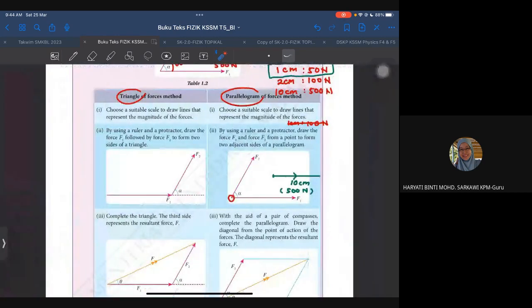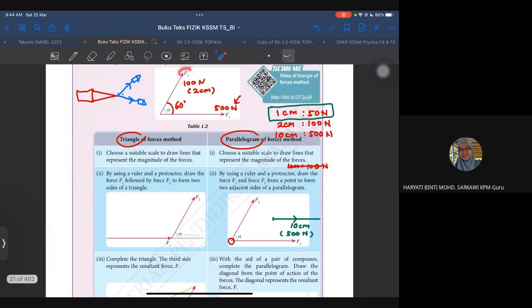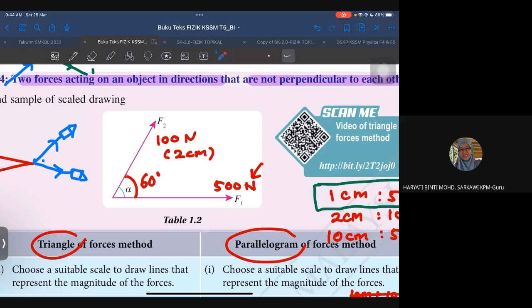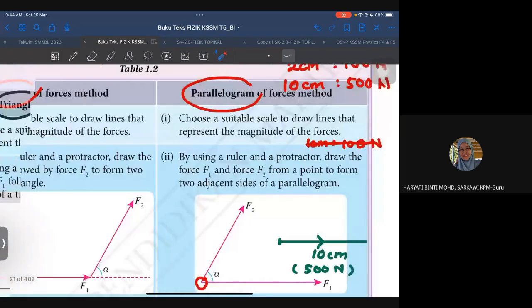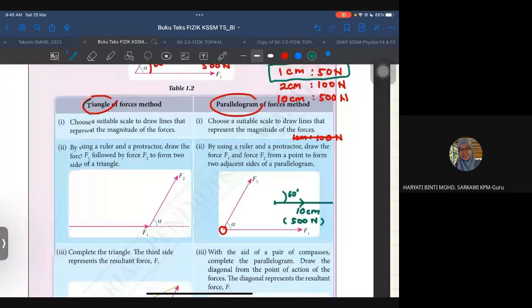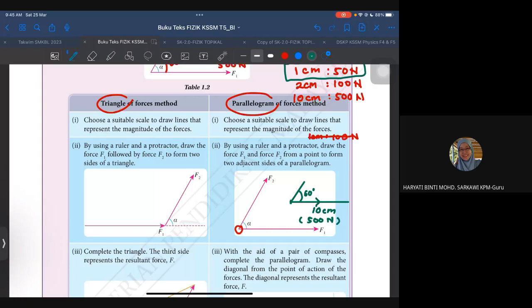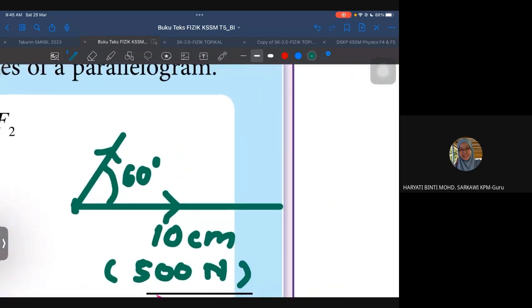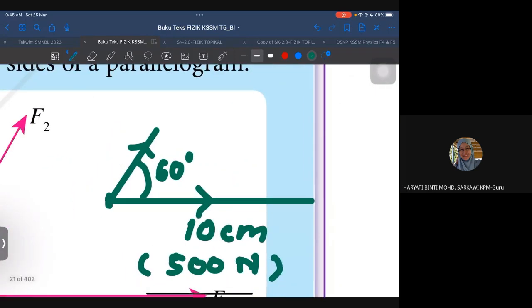Then the second force, which is F2, the angle between them is 60. So you need to measure from the horizontal. This is the horizontal, so you measure 60 from the horizontal using your protractor. Mark 60 degrees. Then you draw F2. F2 should be only how many cm? 2 cm, like that. Put an arrow. You have drawn to scale, so this 2 cm represents 100 Newton.